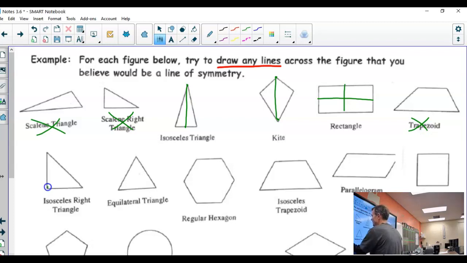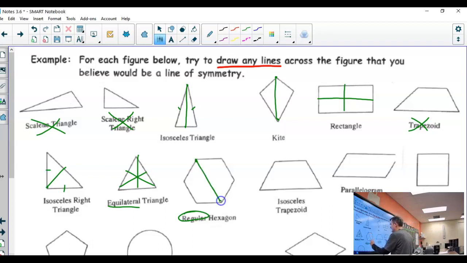The isosceles, right? Do you know what it means to be isosceles? Isosceles means at least 2 equal sides. The isosceles does, right? These sides are equal to each other. Same with the isosceles triangle. Those sides are equal. Equilateral triangle means all 3 sides are equal, and it actually has 3 lines of symmetry. Regular hexagon. I'm going to talk about regular in a minute. The regular hexagon actually has a whole bunch.